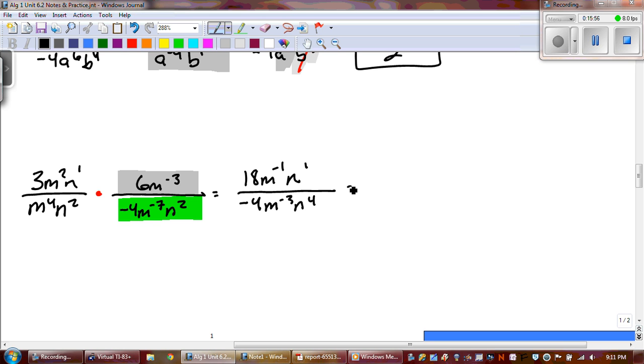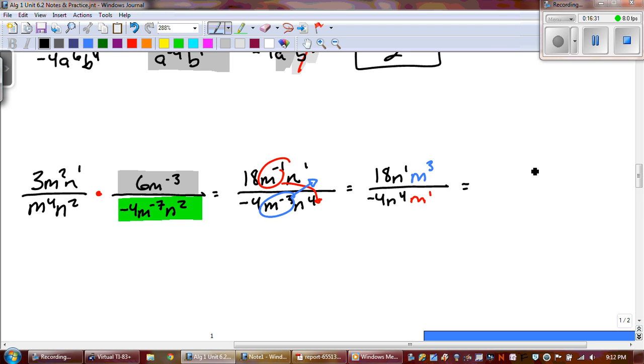Okay? Now, if your exponent's negative, you drop it like it's hot. If it's already on the bottom, bring it to the top. All right? So we have 18 n to the first, and then we're bringing up m cubed. On the bottom, we have negative 4 n to the fourth, and remember that m to the first stayed up top, or came down. Okay?